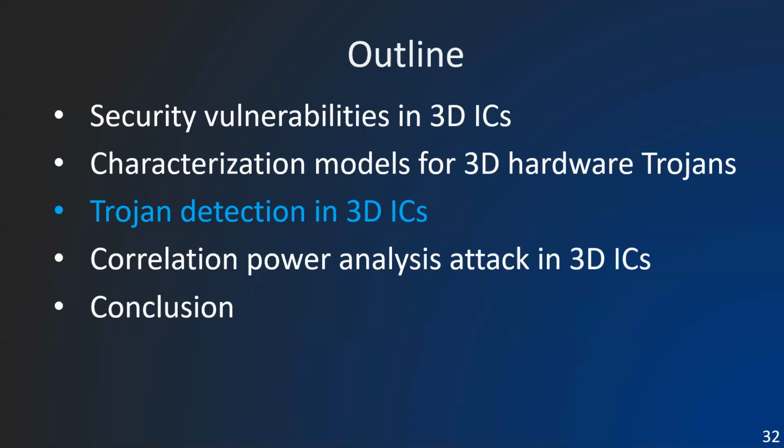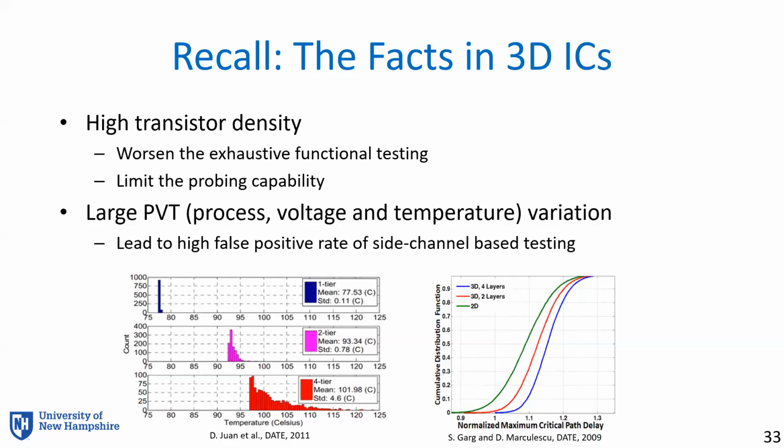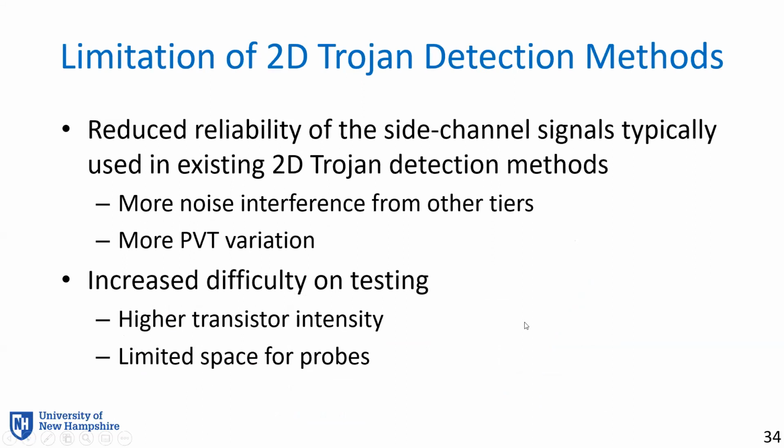Next, I will introduce our investigation into how we detect Trojans in 3D ICs. Recall that we know the increased PVT variation will challenge 3D IC security. So we first perform Trojan detection in 3D ICs using the 2D approach to see what the limitations are. Then we'll see how to improve it. The increased PVT variation reduces the reliability of existing 2D Trojan detection methods. That's our conclusion after the investigation.